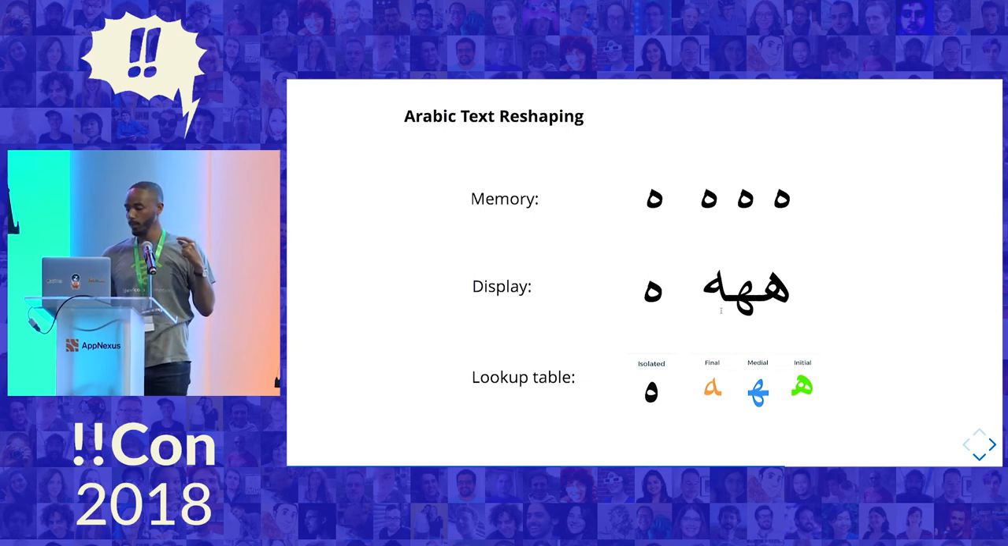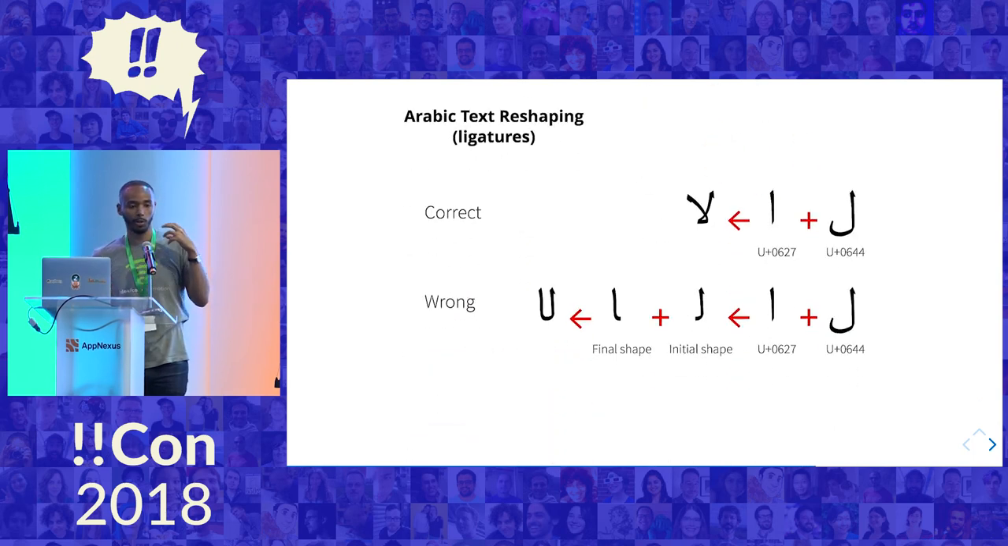And there's more to reshaping than just looking up the letter and where it belongs. There are also ligatures. Certain Arabic ligatures are mandatory. So if you see two letters, you don't just look up the initial and final forms, but there's a precedence where the ligature has to be shown. And there's more to Arabic text reshaping and BIDI, but this is just some of the nuances I came across when it comes to rendering Arabic text.